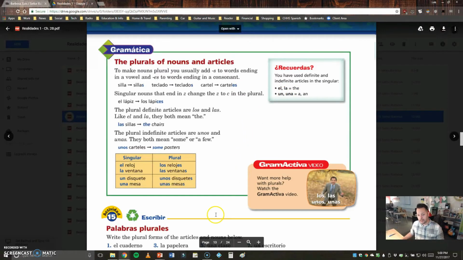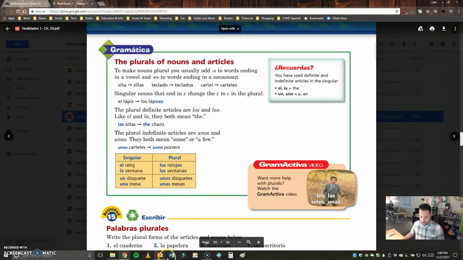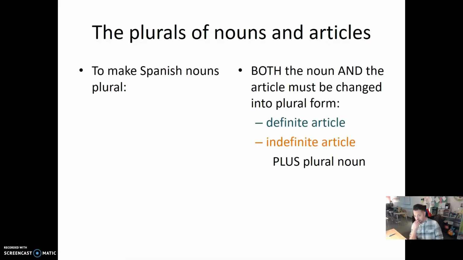All right. So yeah, you're more than welcome to look at the information on page 110. I've got another PowerPoint that kind of puts it all together right over here. Okay, ladies and gentlemen, to make Spanish nouns plural, you have to change the noun, but you also have to change the definite and indefinite articles. All right. So if you want to have more than one book, you're going to have to change the word book in Spanish, libros. But then you also have to change the el that was in front of it, and you have to make that plural.